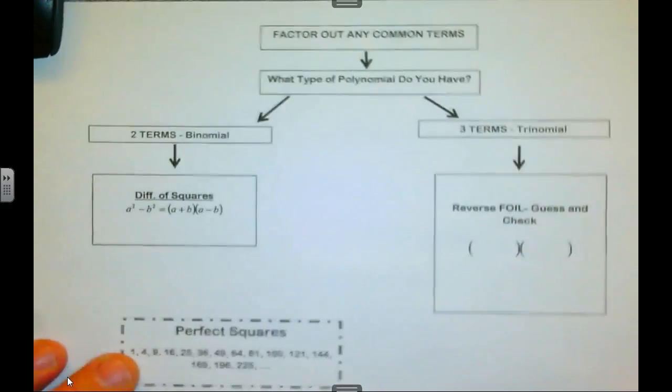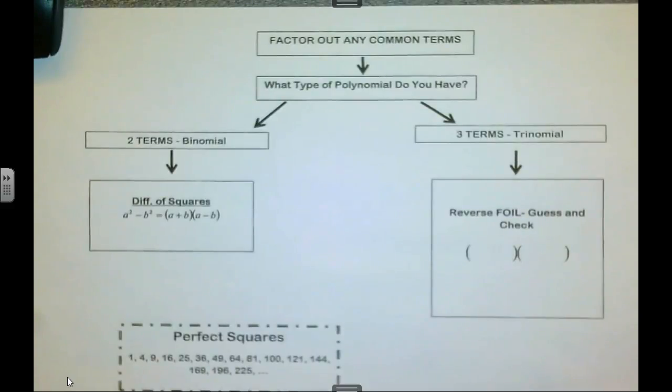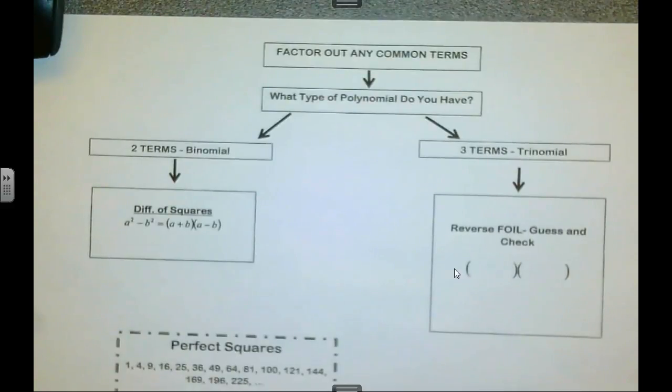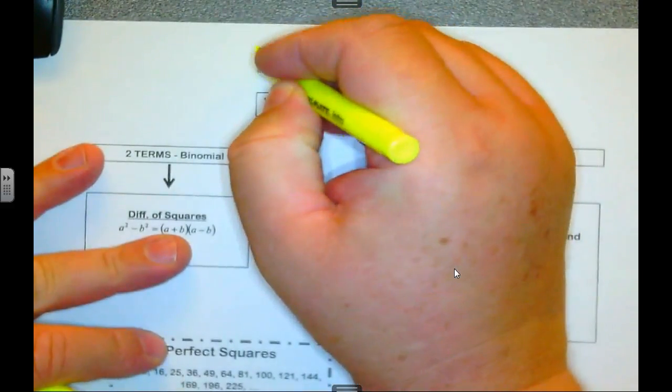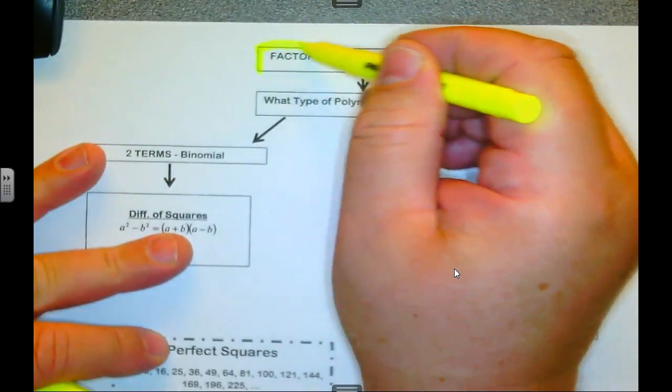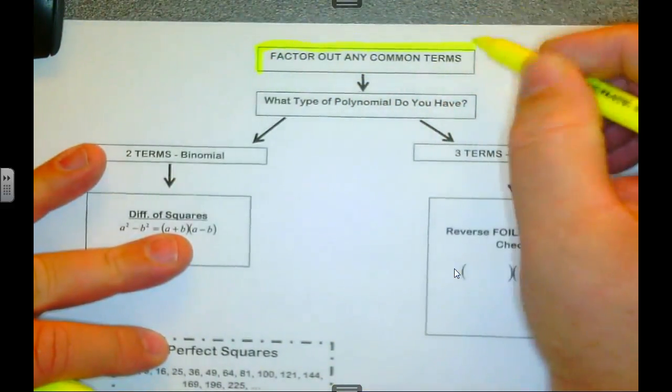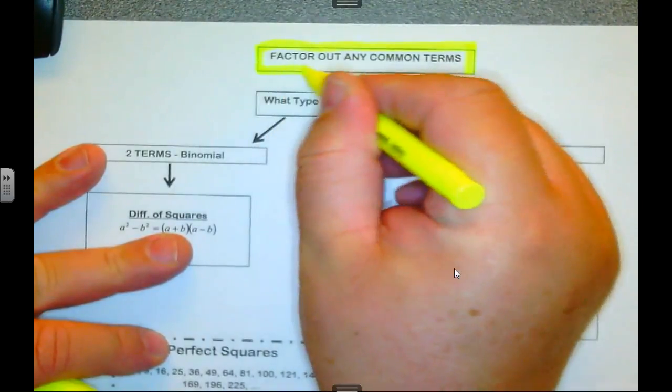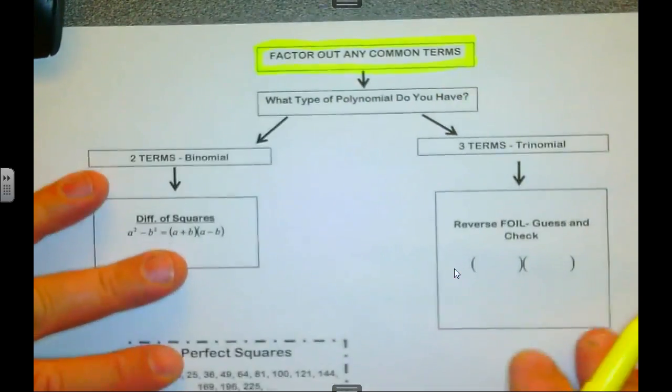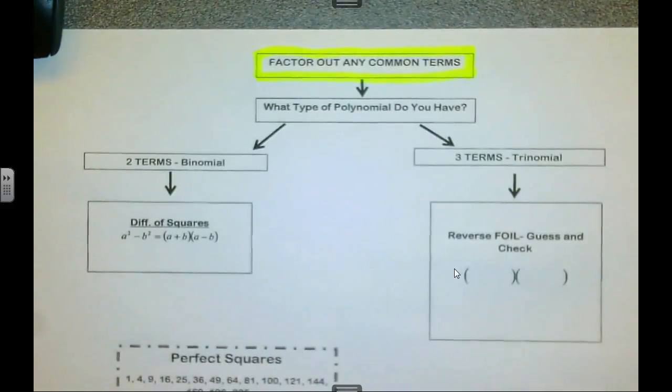Okay, the first thing you do when you're factoring a polynomial is factor out any common terms. First thing you do, factor out any common terms. So that's step one.